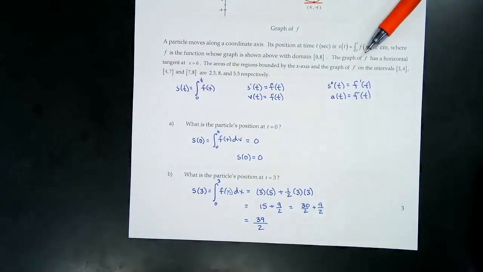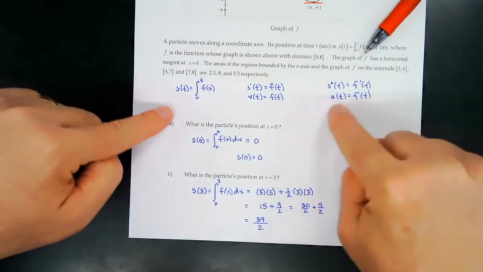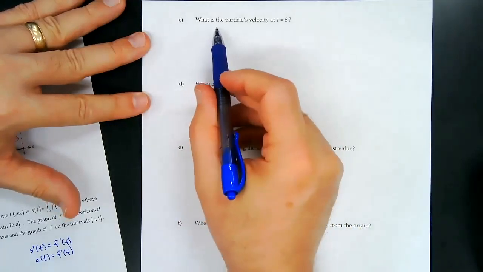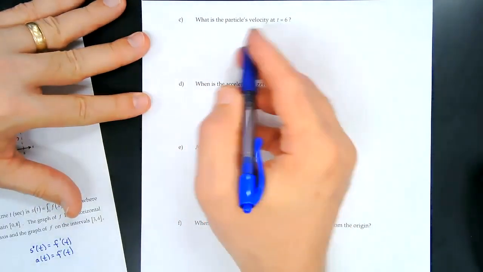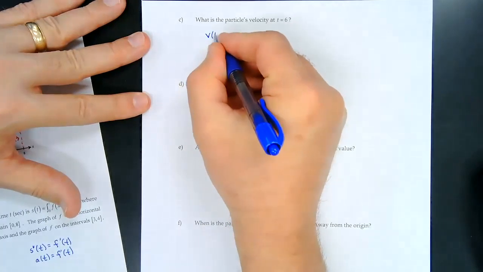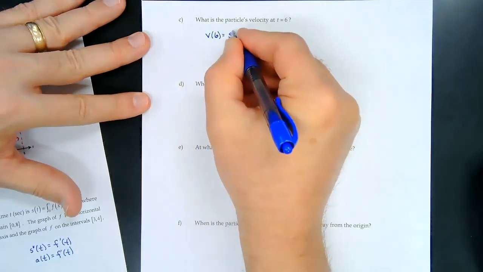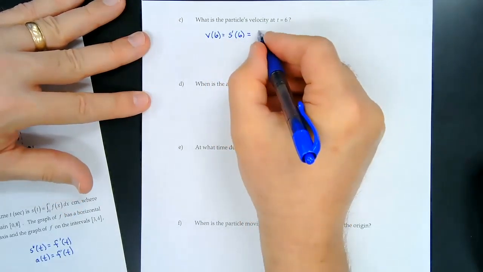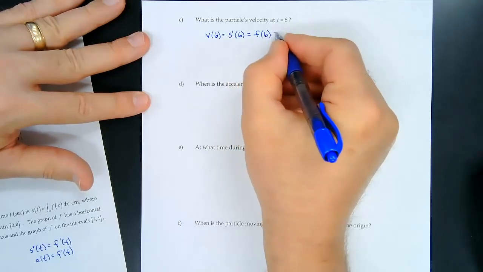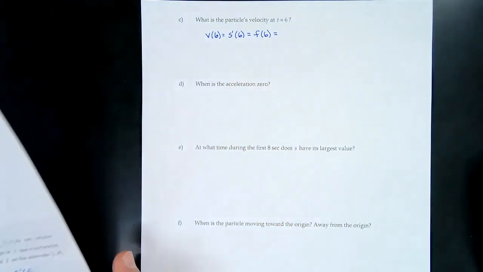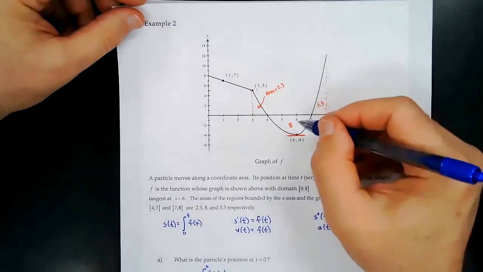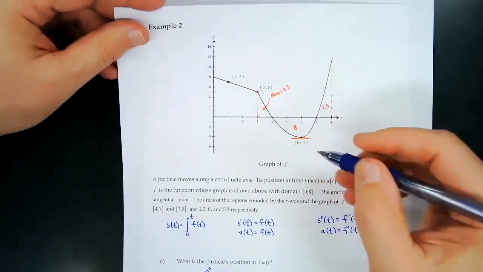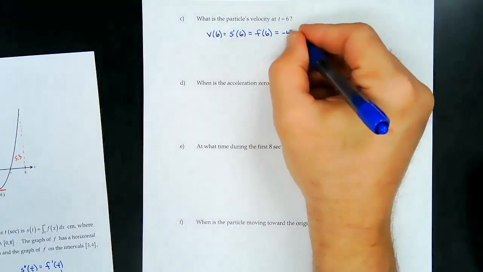All right. So I'm going to refer back to this graph and these 3 statements right here to answer more questions on the next page. For this first question, we want to know, what is the particle's velocity at t equals 6? That would be v of 6, which we know is s prime at 6, which we also know is f of 6. So all of these are the same value, okay? So f of 6, we just look on our graph, and right here is 6, and this is the graph of f, and it's been labeled for us, right? So that means it's -4.